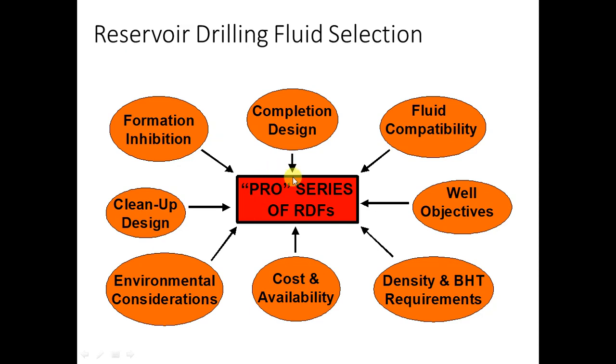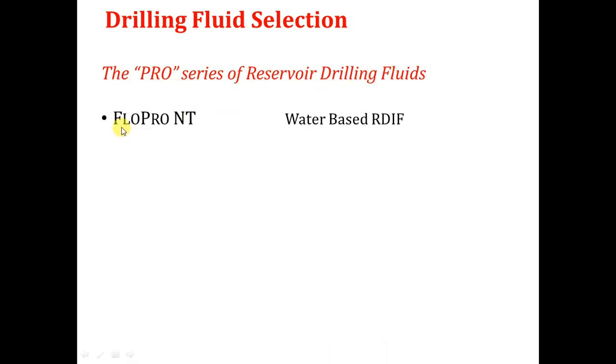The most famous type of the RDF, or reservoir drilling fluids, is what's known as the Pro series. Pro series are very important types in drilling the reservoir. The Pro series in the reservoir drilling fluid, for example, the Flow Pro NT, all these are systems, but they are the same like the conventional one. But as I told you, they don't have damaging material. So each company makes a system for itself and calls it with a commercial name in order to make more money and to get more revenue.